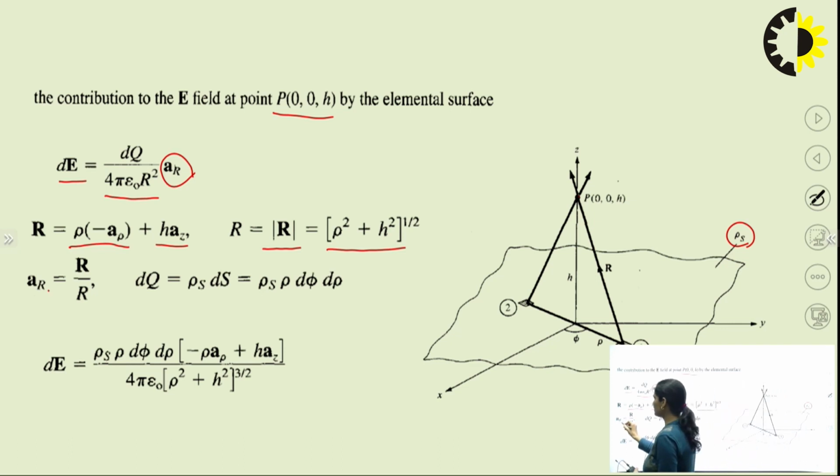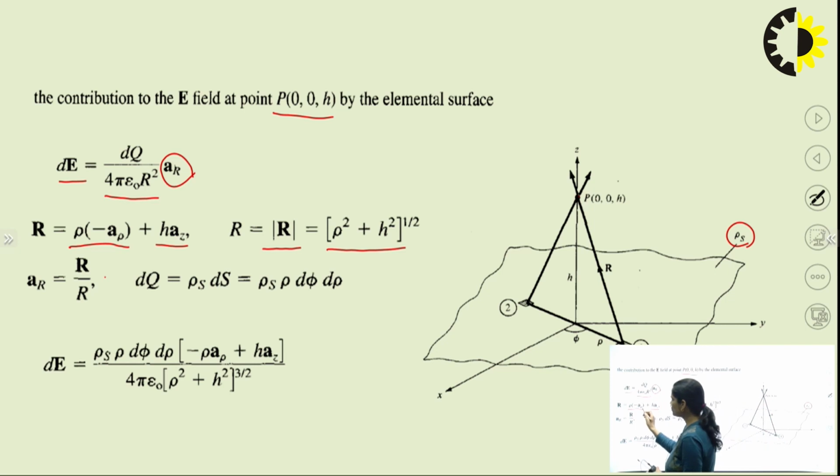Now the unit vector of R is equal to R upon the magnitude of R. So you can put the value here: the unit vector of R is R upon the magnitude of R, where R is equal to rho in brackets minus a rho plus h a z, and the magnitude of R is equal to the square root of rho square plus h square.